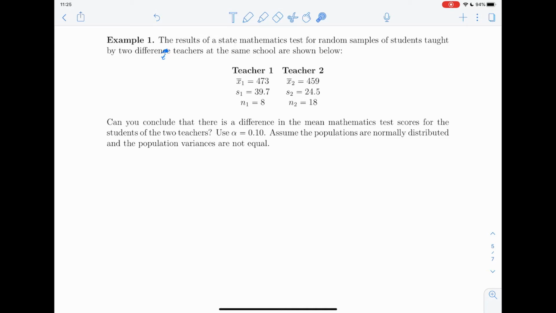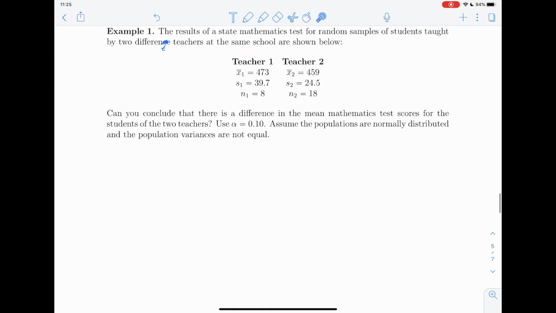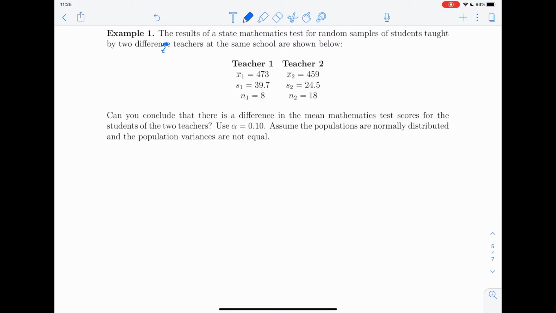So I'm going to make a start. And again, I'm just going to follow this step-by-step process we talked about last time. We're going to begin by verifying our information and writing down the claims. Note that sigma 1 and sigma 2, the population standard deviations, are not even mentioned in the problem. So that tells us that they're unknown.